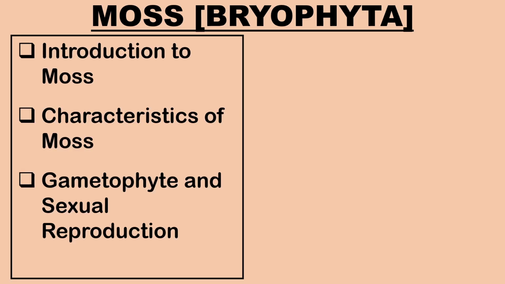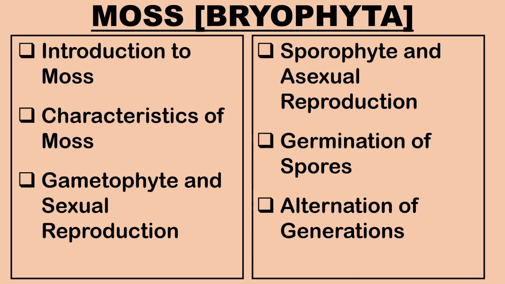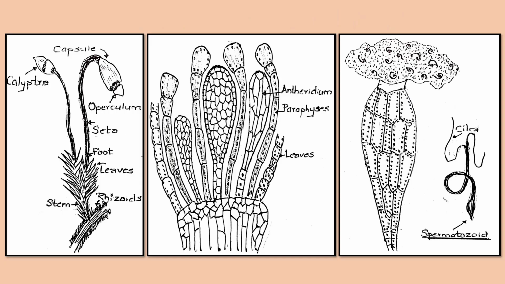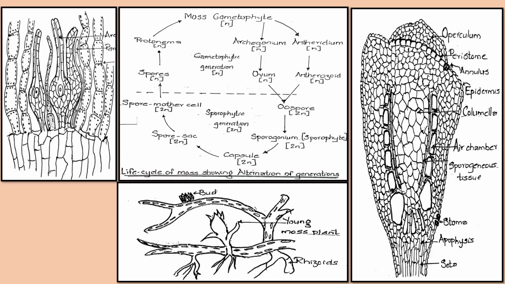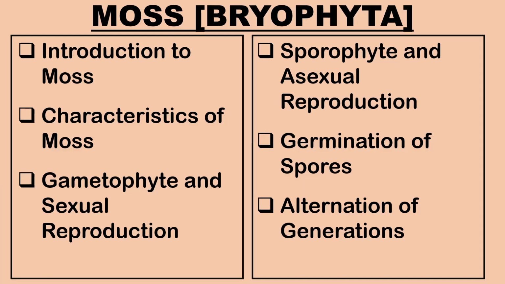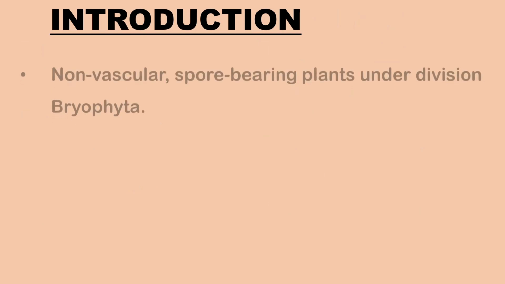Hello! In today's video, we shall learn in detail about moss plant. By the end of this video, you'll have a clear understanding about its characteristic features, gametophyte and sexual reproduction, sporophyte and asexual reproduction, formation of spores, and finally, alternation of generations. Let us begin with the introduction to mosses.